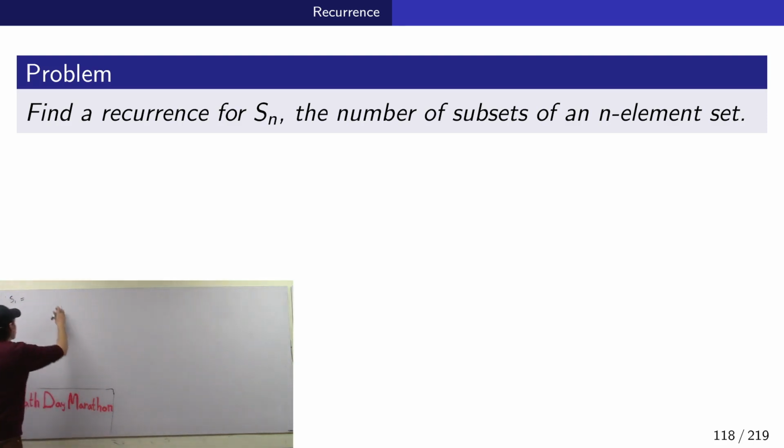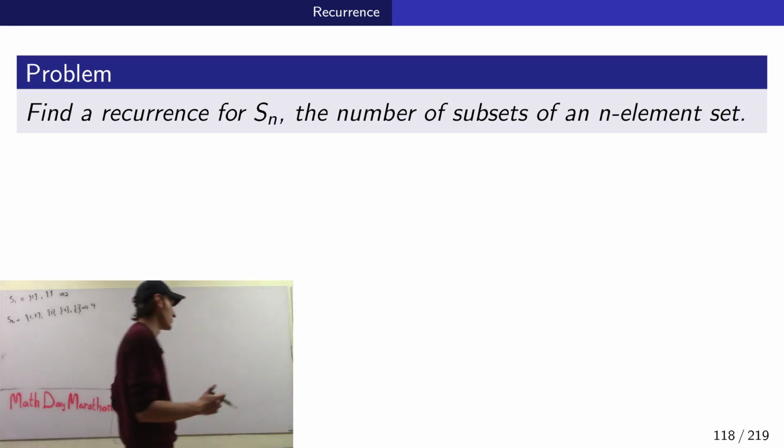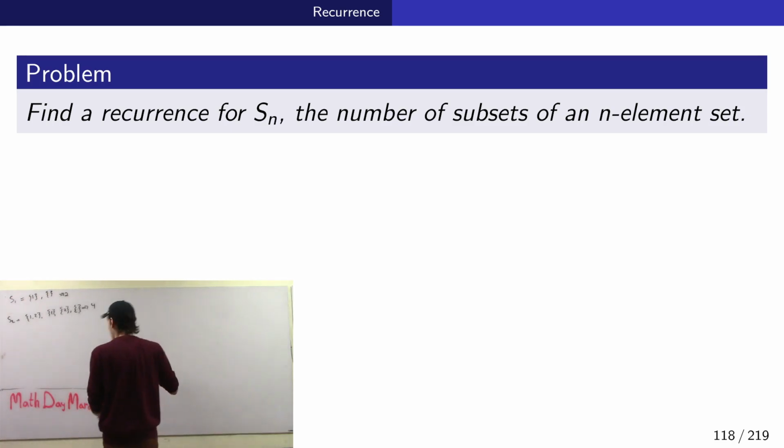Well, if we just have the set 1, you can either have 1, or you can have the empty set. 2 ways. S sub 2 is going to be, we have a 2-element set, so we have the set itself, the set containing 1, the set containing 2, and the empty set. So the count is 4. And you can continue on like this. You can enumerate them as follows. But we're going to do so with a double count right here.